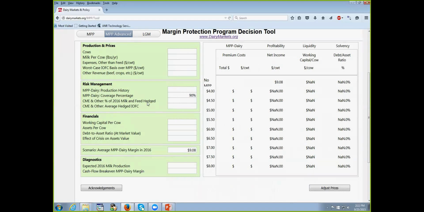If you're using futures options or forward contracts for your milk or your feed, and then your financials as far as working capital per cow, assets per cow, your debt to asset ratio, and it will project what your profitability situation is.